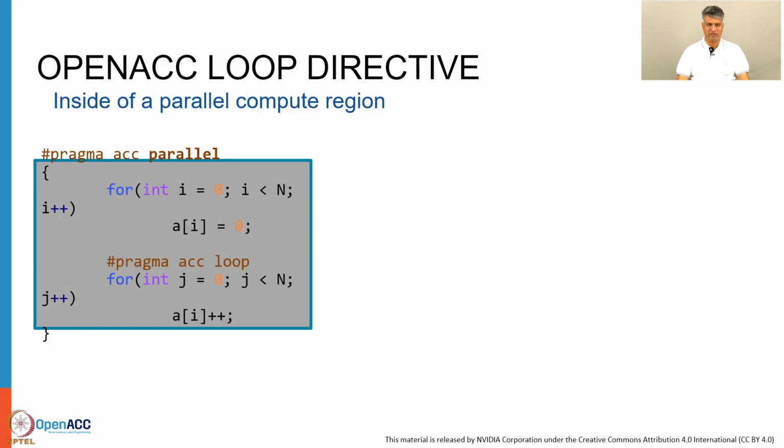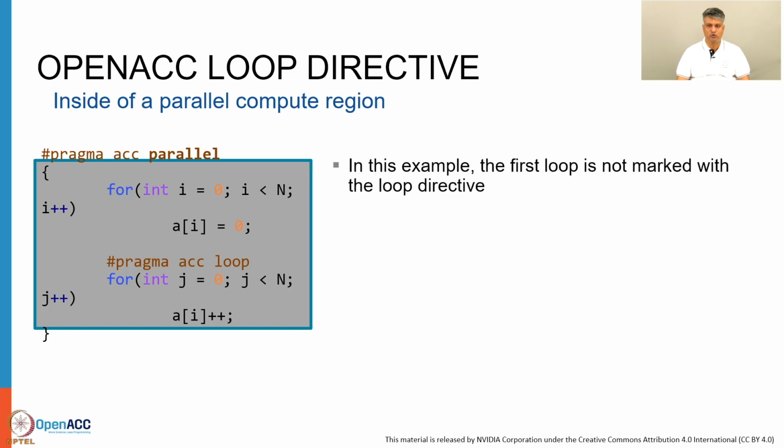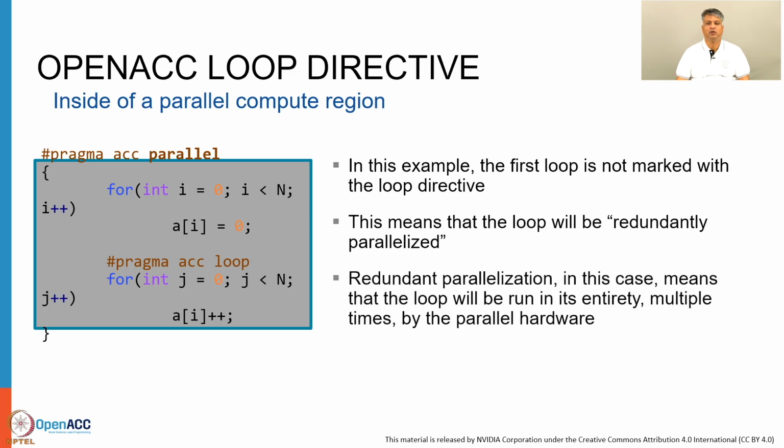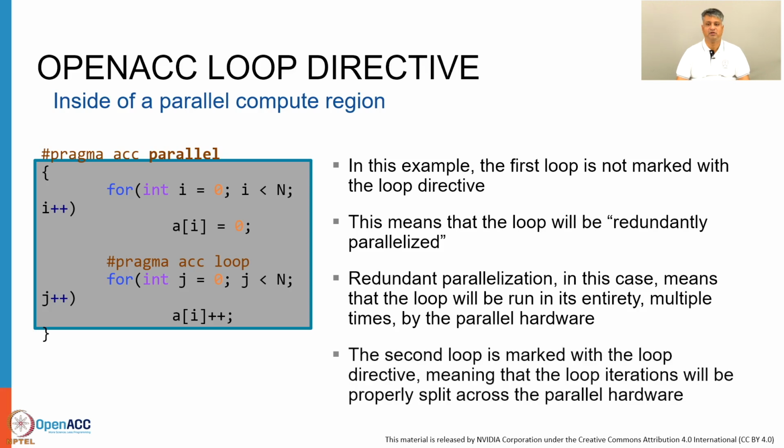Inside of a parallel compute region, I have hash pragma ACC parallel within the curly brackets. If I have this particular snippet of code, you see that only one loop is marked for ACC parallelization. So, in this, the first loop is not marked with the loop directive. That means this loop will be run redundantly in parallel by all the gangs. So, this loop essentially will be run multiple times by the parallel hardware. The second loop is marked with the loop directive. That means the loop iterations will properly be split across the parallel hardware and be actually run in parallel. So, you are essentially doing a lot of extra work for the first loop when it is not necessary.